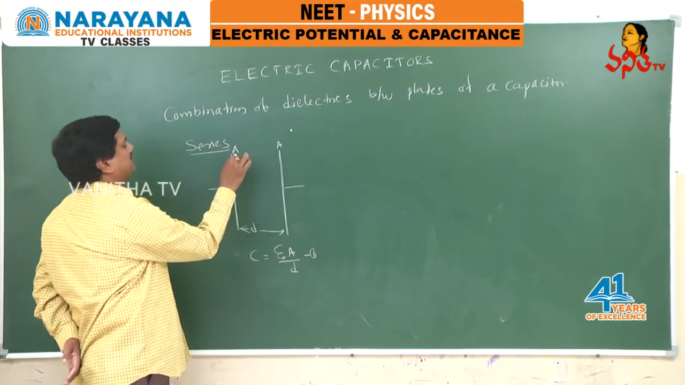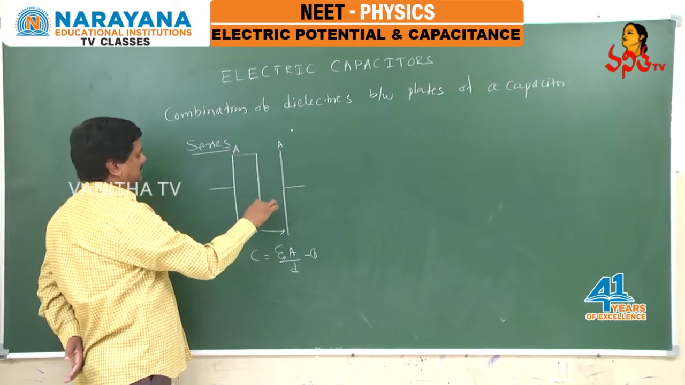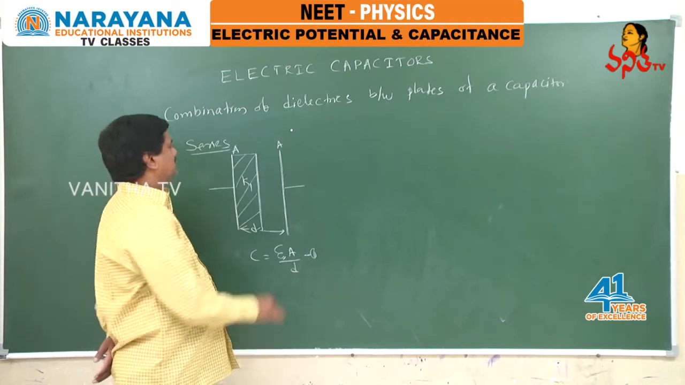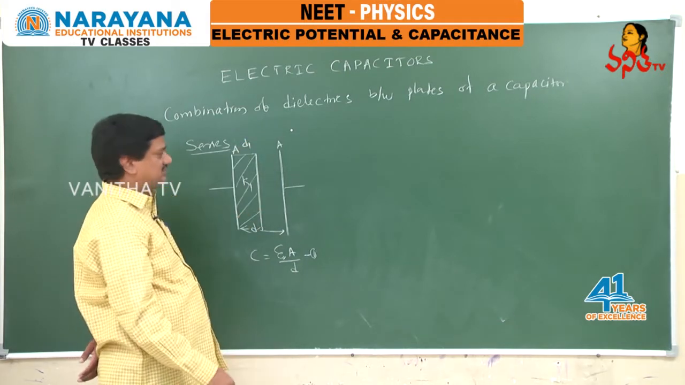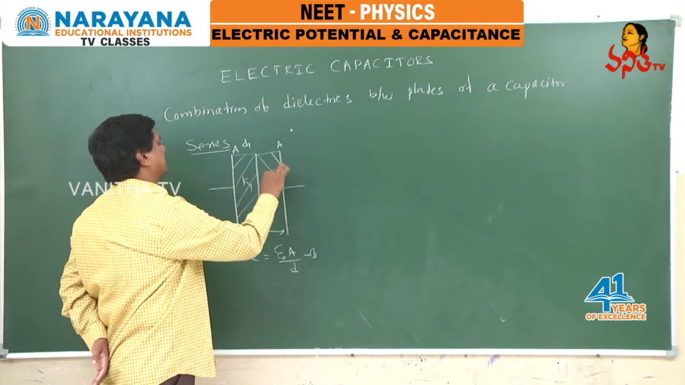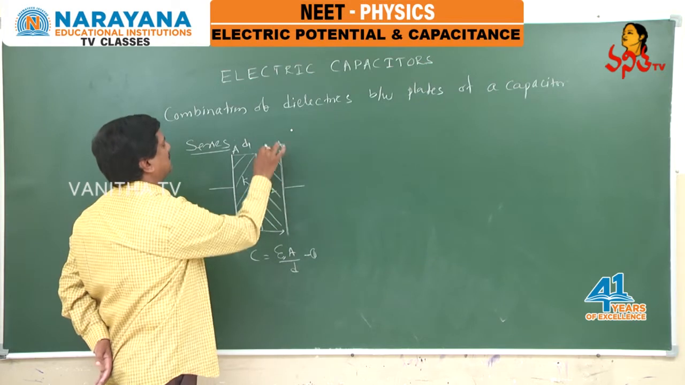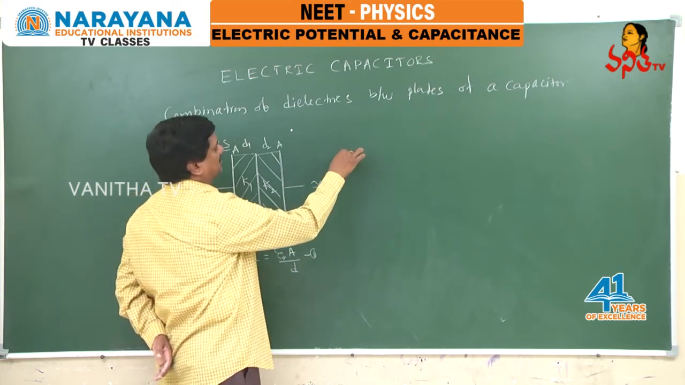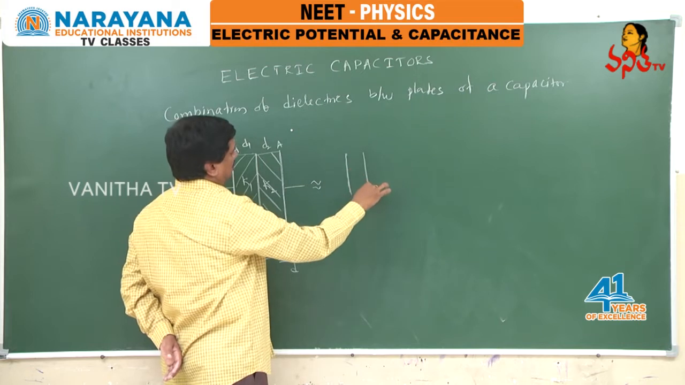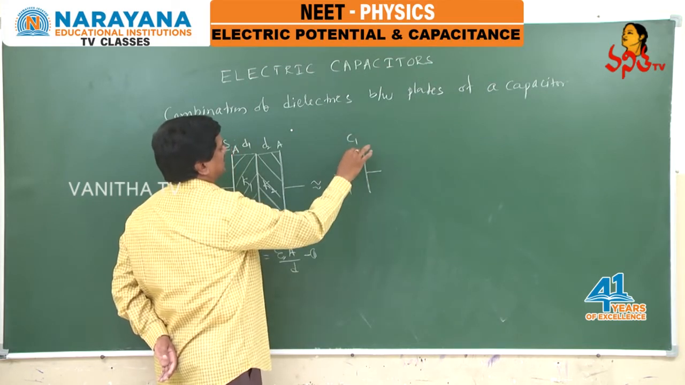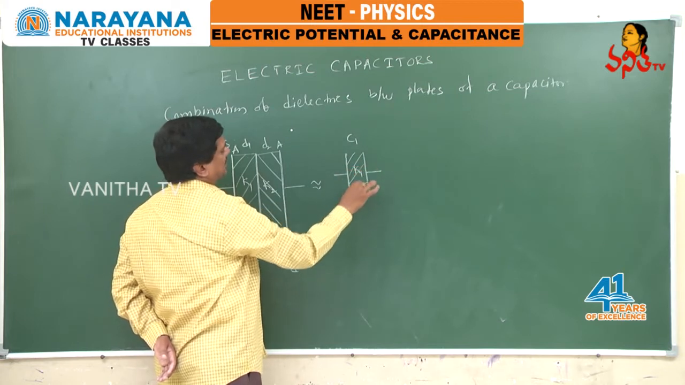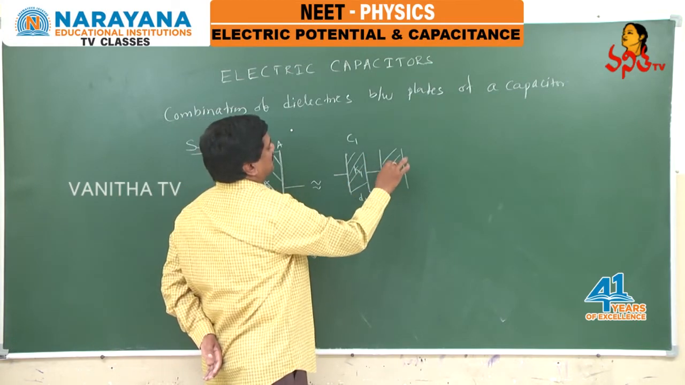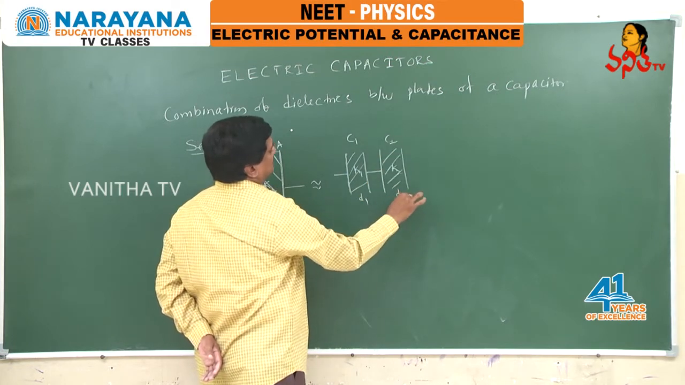Now the space between the plates is filled with two slabs. Let the first slab have dielectric constant K1 and thickness D1, and the remaining part is filled with another dielectric slab of dielectric constant K2 and thickness D2. This is equivalent to a series combination of two capacitors. In the first, C1, we have a dielectric of constant K1 and distance D1 between the plates. In the second, C2, we have a dielectric of constant K2 with separation D2.